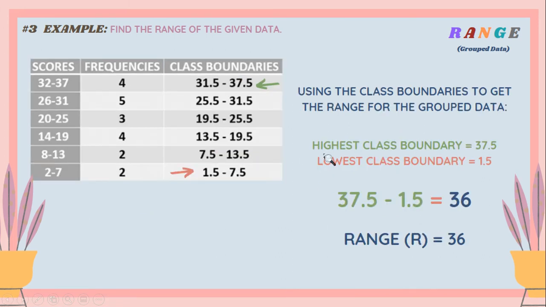Then look for the highest and the lowest class boundary. So the highest class boundary is 37.5 and the lowest class boundary is 1.5. So subtract these two, the highest and the lowest, which is 37.5 minus 1.5 is equal to 36. So the range for this given data set is 36.